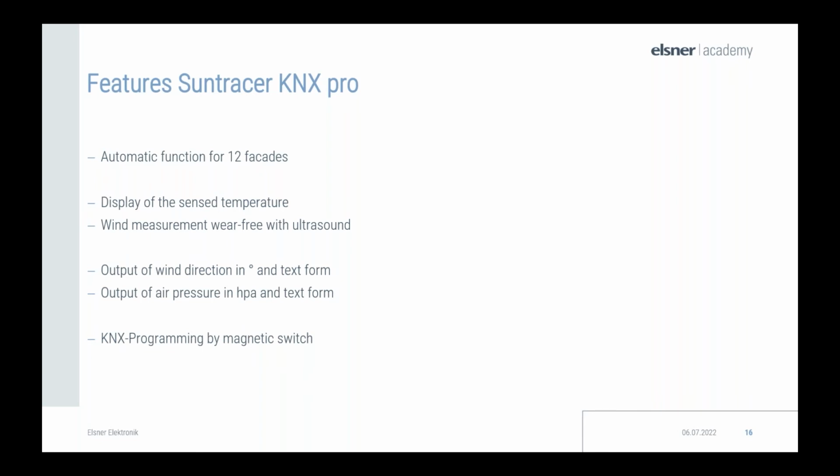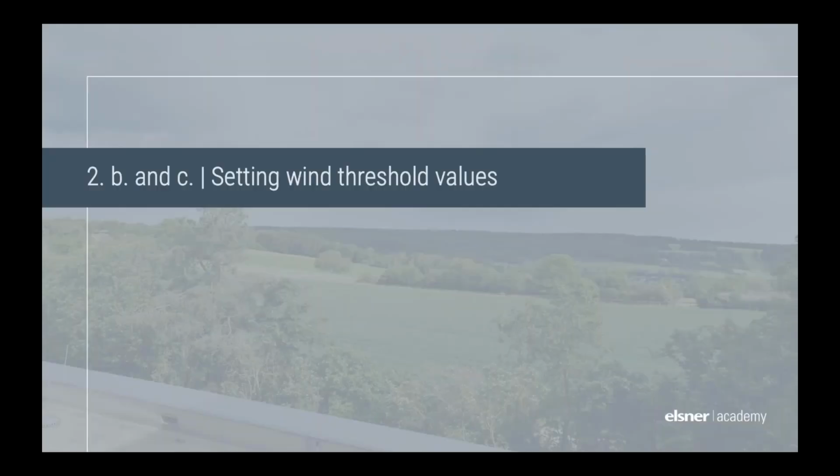So we're already at the end of this chapter. It was quite a short one, but in this chapter, we learned more about the special features and the sensor technology of the Suntracer KNX Pro. Next up, we will go into more detail about setting the wind direction and the wind limits.